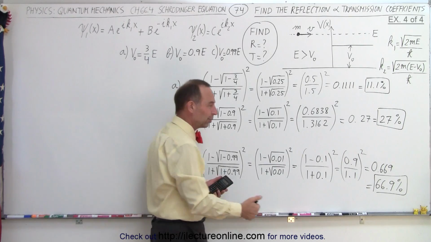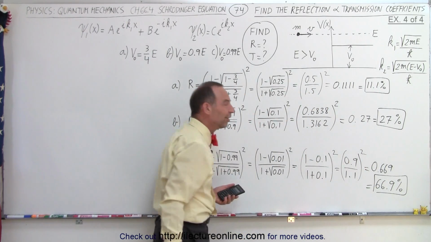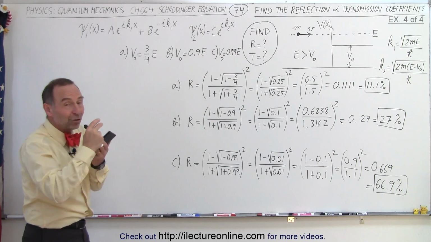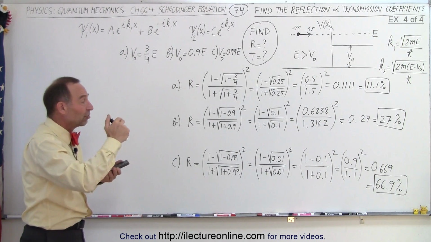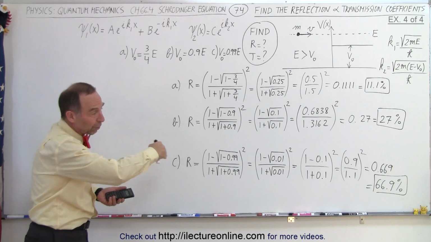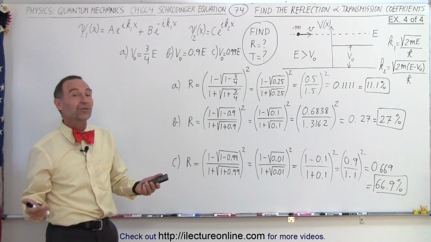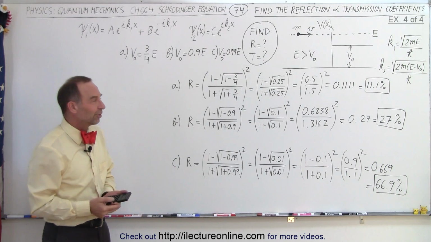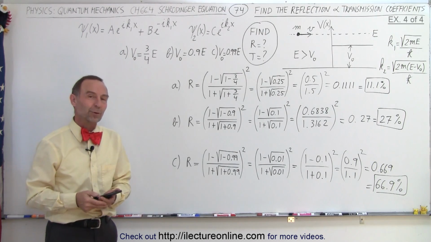The quantum mechanic world is full of mysteries. So even though the energy of the particle is greater than the energy of the potential step, about 2/3 of the particles are reflected and 1/3 transmitted in that case. It's an interesting result, but that's the strange world of quantum mechanics.